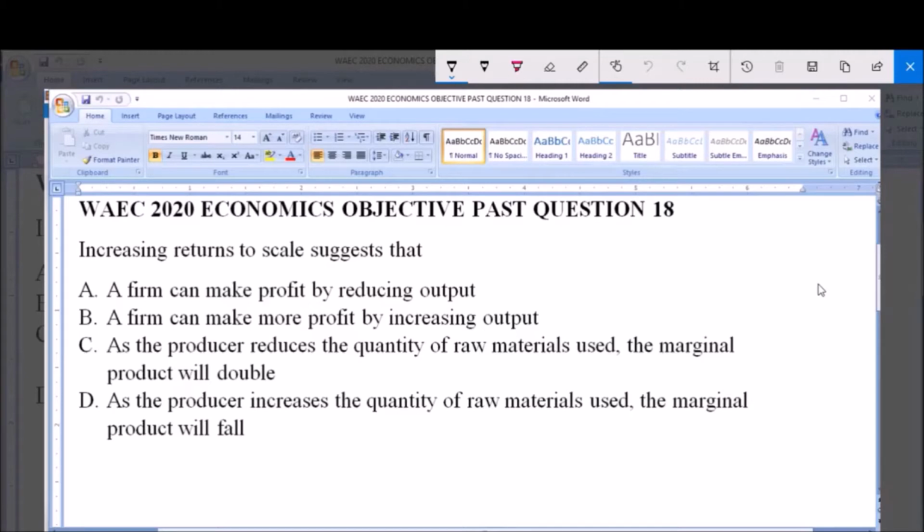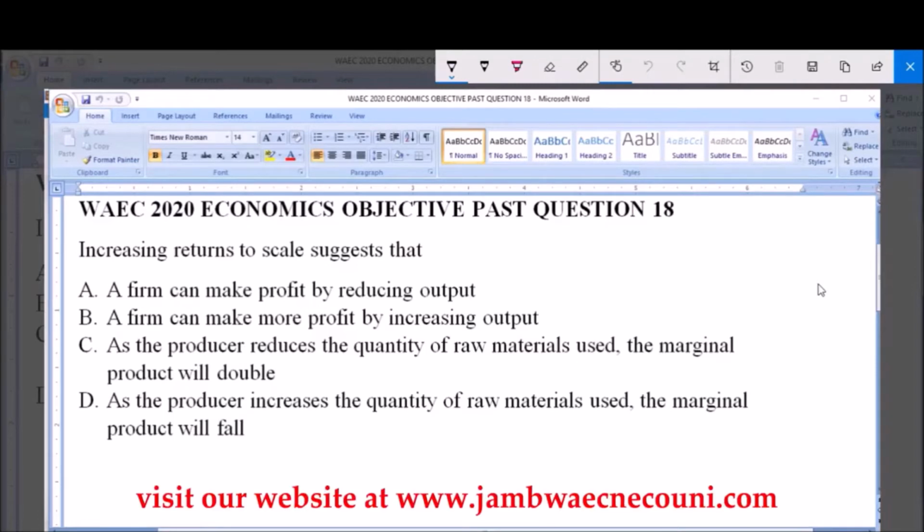Increasing returns to scale suggests that A. A firm can make profits by reducing output, B. A firm can make more profits by increasing output, C. As the producer reduces the quantity of raw materials used, the marginal product will double, D. As the producer increases the quantity of raw materials used, the marginal product will fall.